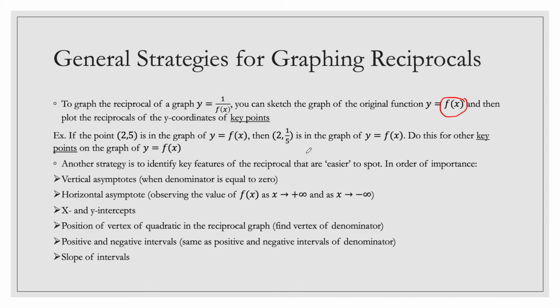The other strategy that works is simply identifying key features of the reciprocal function that are easier to spot. So we have talked about this already. It's worth always noting what the vertical asymptotes are, and that's when the denominator is equal to 0. It's worth identifying the horizontal asymptote, finding the x and y intercepts, the position of the vertex of the quadratic in the reciprocal graph, identifying positive and negative intervals, and identifying the slope of different intervals.